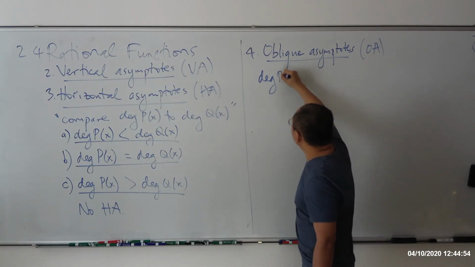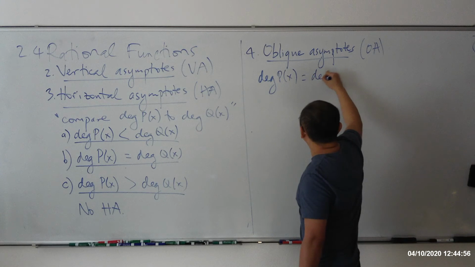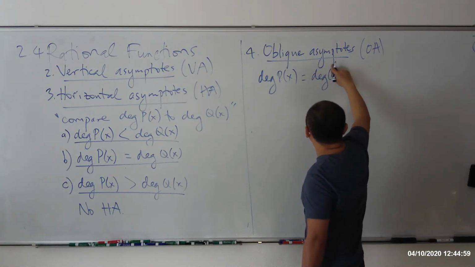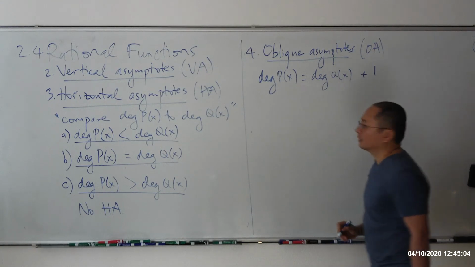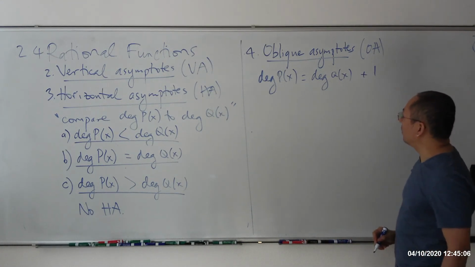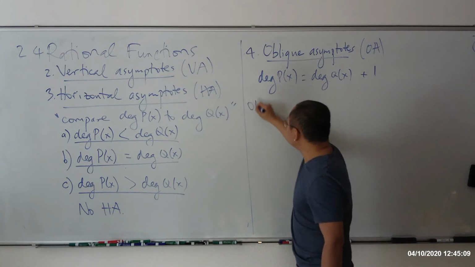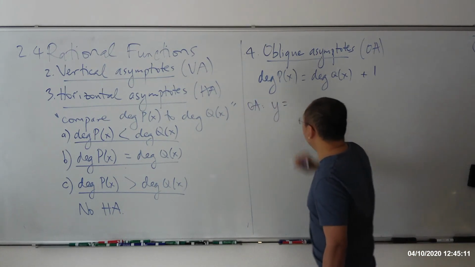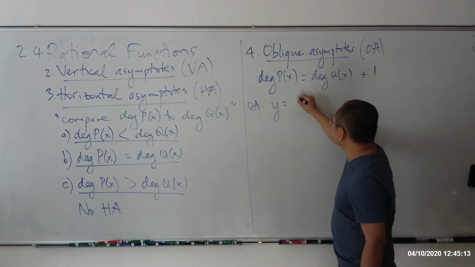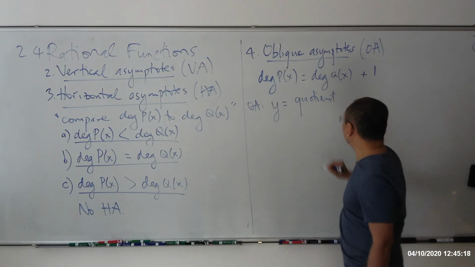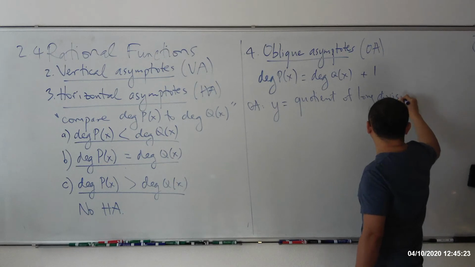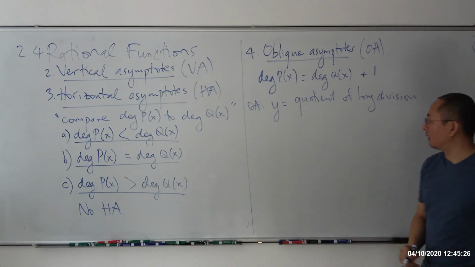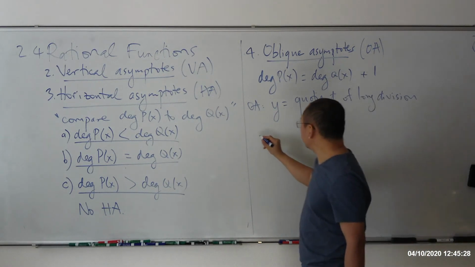So degree of P of x equals degree of Q of x plus 1. Okay? The bottom plus 1 equals the top. You will have the oblique asymptote. And how to find the oblique asymptote? You're going to find the quotient of long division. Okay? Okay, so let me give you an example.